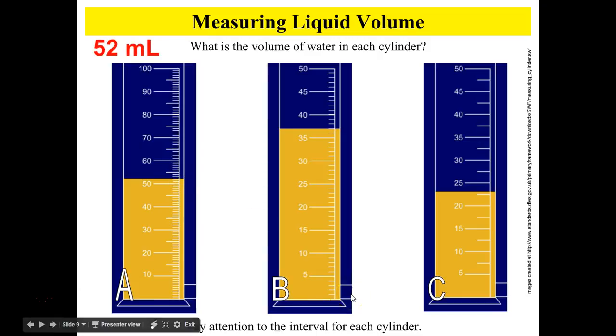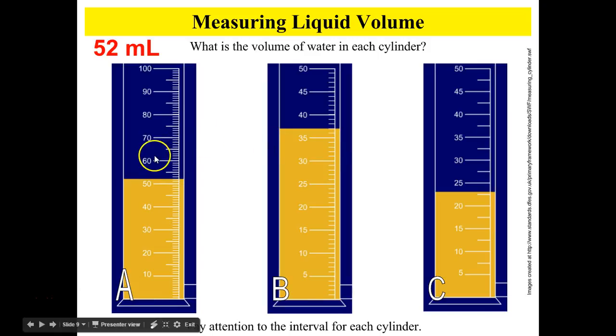If we move to graduated cylinder B, now our interval is slightly different. We have 5, 10, and 15 marked, and then how many lines do we have between 2 marked lines? So we have 1, 2, 3, 4, and you always count the last one as 5. So in this case, between 30 and 35, we have 5 lines. So that's 5 divided by 5, which gives you an interval, again, of 1.